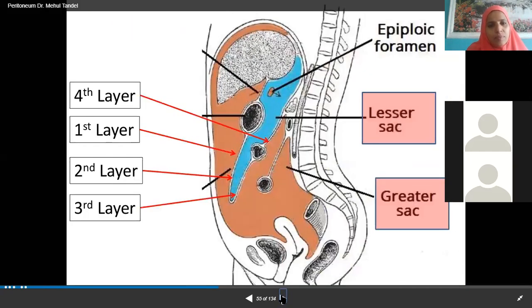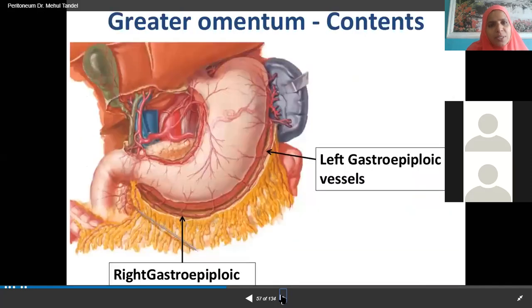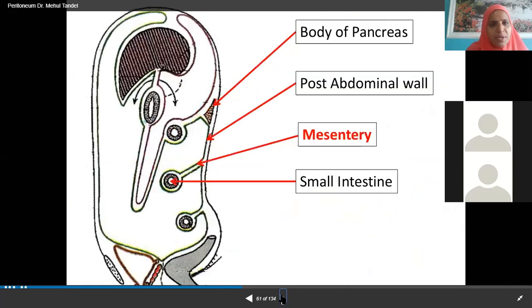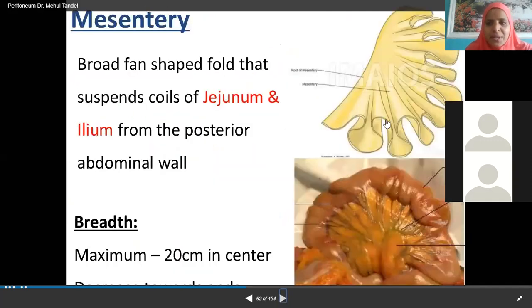So, greater omentum. Few things which are not covered in my previous lectures, I'm just going to concentrate on now. See, mesentery. How is the mesentery? I told you it is a fan-shaped fold of peritoneum, which is suspending the coils of jejunum and ileum from the posterior abdominal wall. The maximum breadth will be towards the center, which will be 20 centimeters.